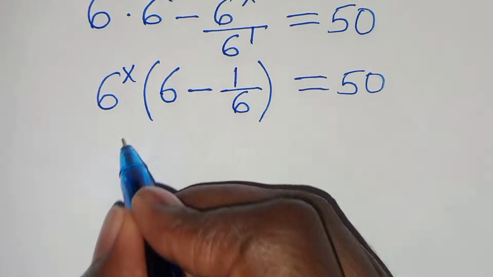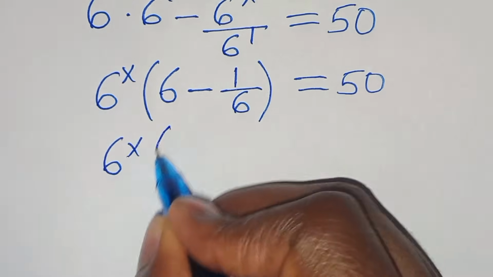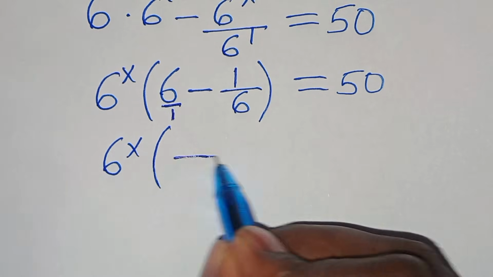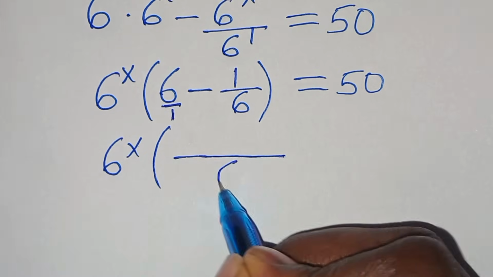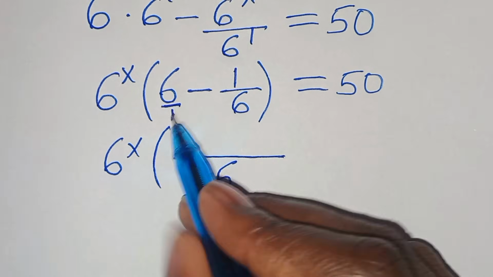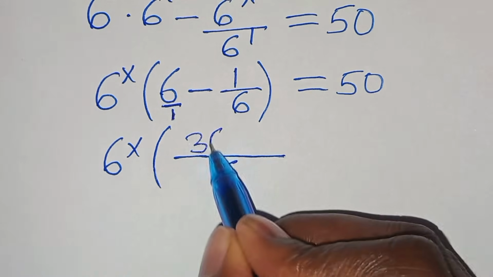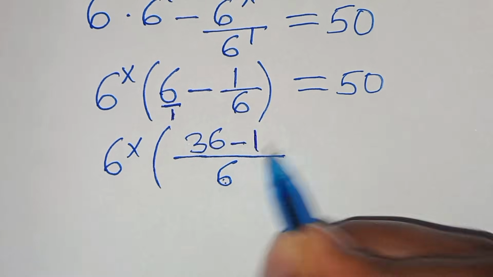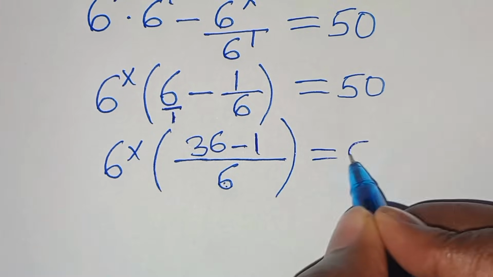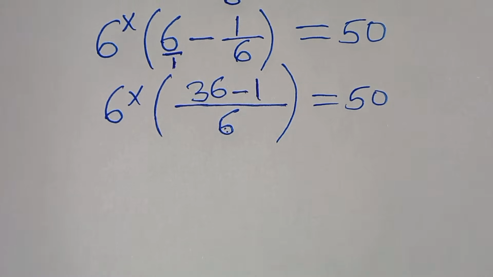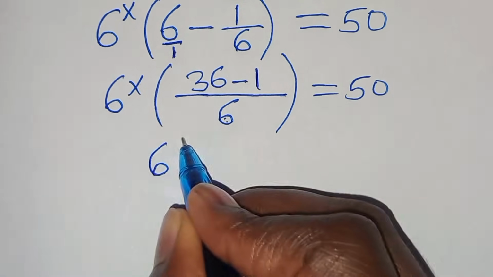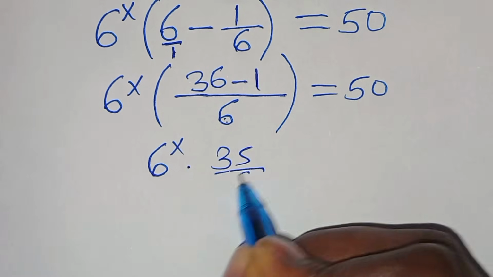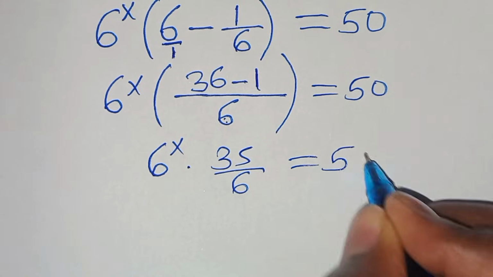Now, here we have 6 to the power of x into the parentheses. 6 is our whole number, so this is over 1. Now, we have the LCM here is 6. 6 divided by 1 is 6 times 6, which is 36. 6 minus 6 divided by 6 is 1 times 1, this is 1. Now, this is equal to 50. So we have 6 to the power of x times 36 minus 1, this is 35 over 6. This is equal to 50.